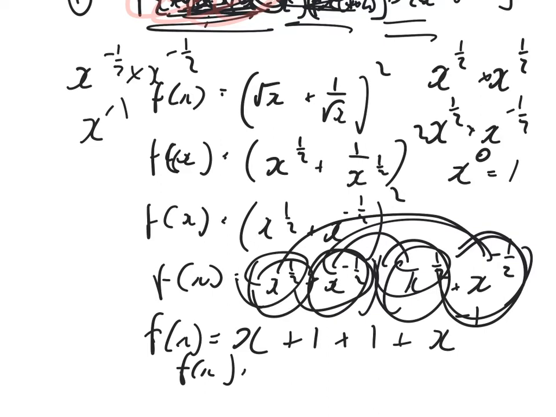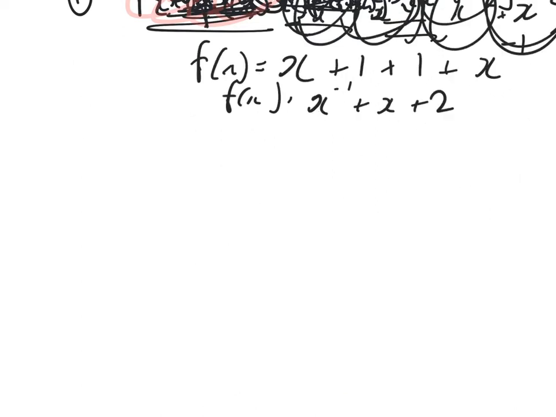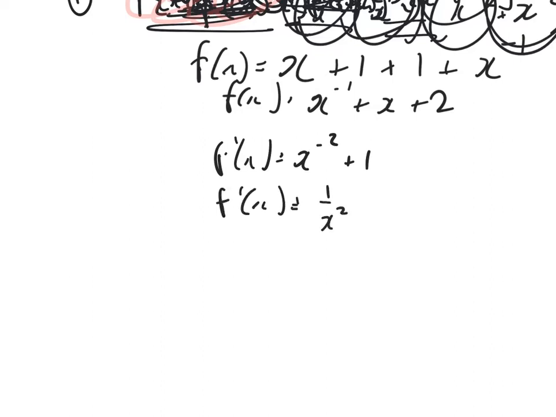Okay, so that's now x to the minus 1 plus x plus 2, and I can differentiate. And that will be minus 1 x to the minus 2 plus 1, and the 2 will vanish since that's a constant. I can now tidy it up, and it will be 1 over x squared plus 1.